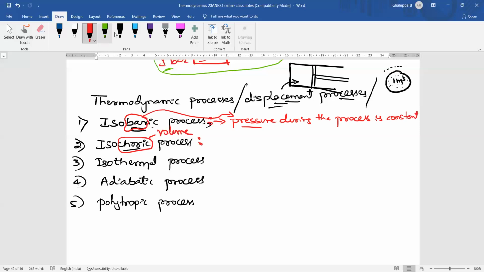Isothermal. My dear students, could you tell me what is the definition of isothermal? It's about temperature, sir. It is related to temperature because thermal is related to temperature. So a process in which the temperature is constant throughout the process is called isothermal. I will write: no change in temperature during the process.